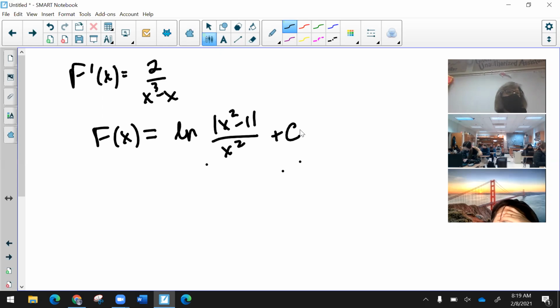Looks good to me. Okay, is that what other people got? You might have had your natural logs separated out. You might not have made them compact and put them into one thing, and that's okay. All right. Yes? No? How's it going? I see some nods, like, okay, we got it. Maybe if you can't get it, you need to come and find me.